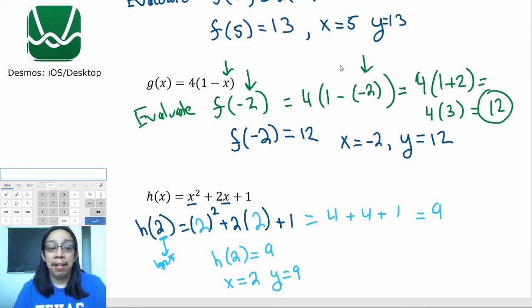So what's the big idea? You're taking the input, you're plugging it in, and you're simplifying. Now, there are going to be situations where instead of evaluating a number, they're going to be asking you to evaluate an expression. Let's go ahead and see some examples of how to do that.